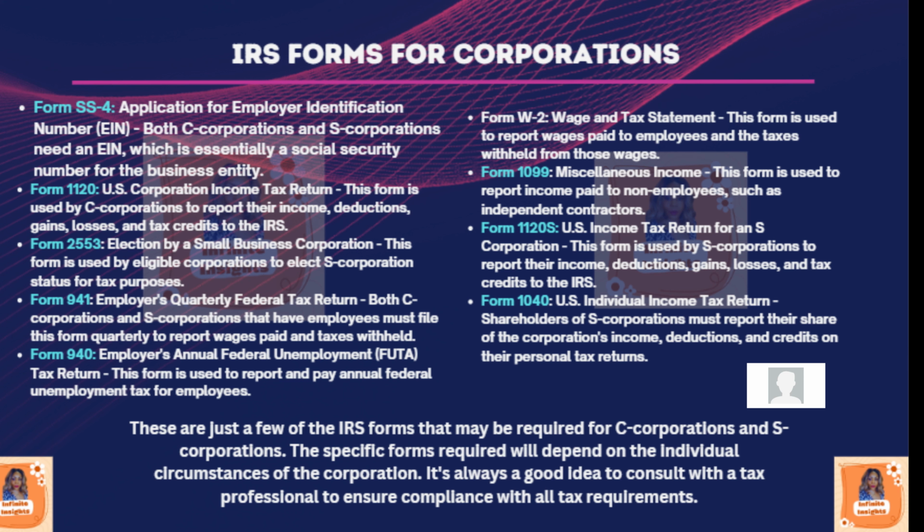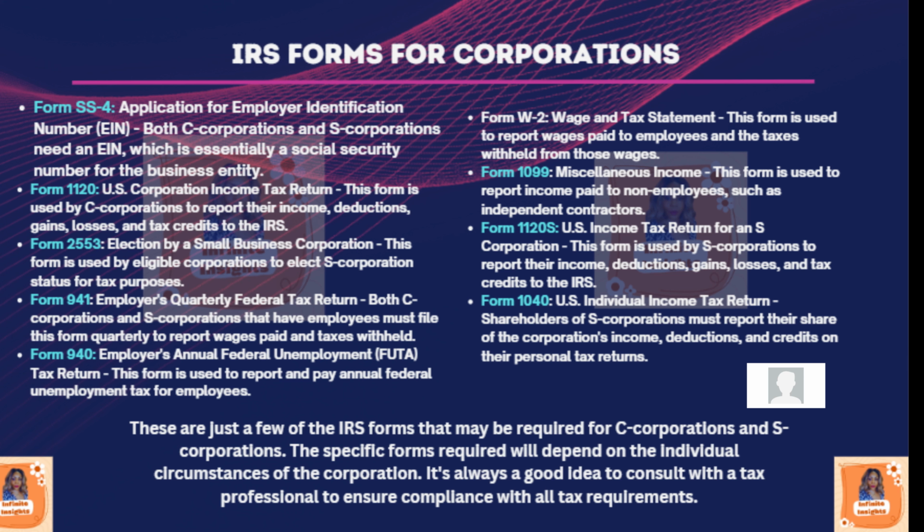for your business. The second form is Form 1120, U.S. Corporation Income Tax Return. This form is used by C corporations to report their income, deductions, gains, losses, and tax credits to the IRS. Form 2553, as we mentioned in the definition, Election by a Small Business Corporation. This form is used by eligible corporations to select S corporation status for tax purposes.